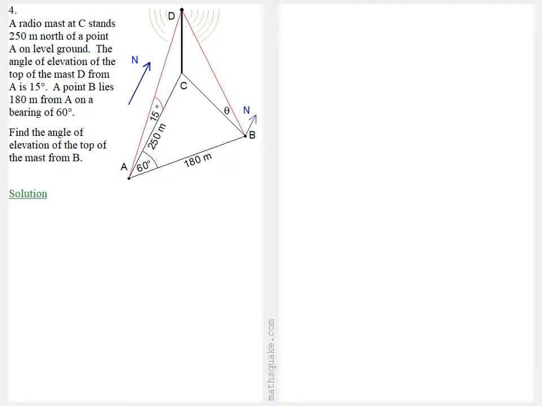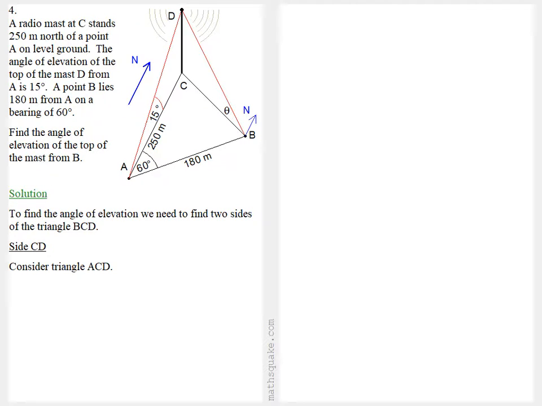Now to solve this, we need to find the angle of elevation theta in the diagram. And to do that, we need two sides of the triangle BCD. So, first of all, let's find the length of the side CD. Consider the triangle ACD. We need to draw a plan view, and then we can see it's a right angle triangle with an angle of 15 degrees.